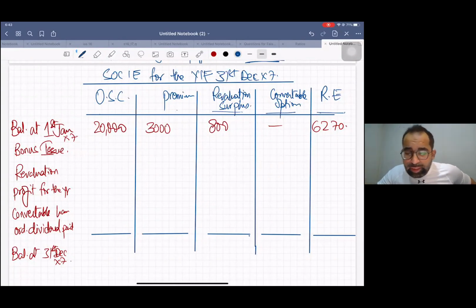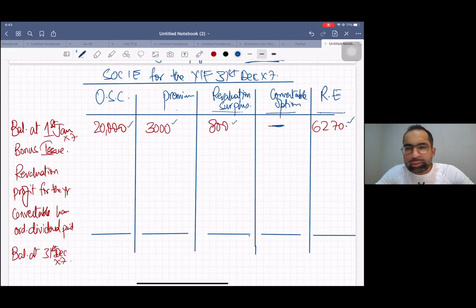So the first thing is to just copy paste the opening balances of all these items from the trial balance. The share capital is 20,000, share premium is 3,000, revaluation surplus at opening balance is 800. There is no opening balance of convertible option equity, and retained earnings opening is 6270. All these numbers I have just taken from the trial balance. Simple copy paste, nothing else. Now let's do the counting. The first thing: is there any rights issue in this question? No, no.